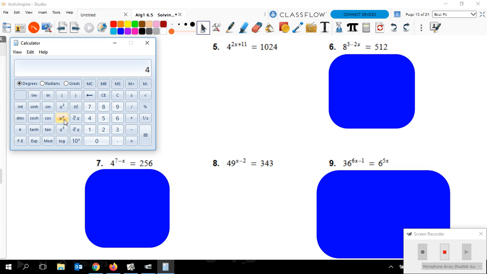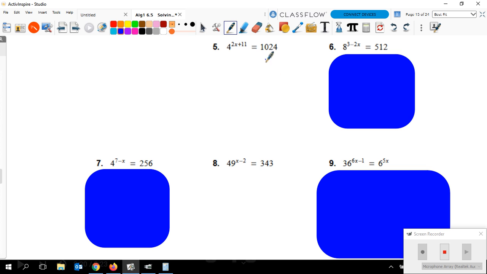So maybe we want to go even higher than 3. So 4, I'm going to raise it up to the fourth power. That's going to be 256. I need to go even higher than that. So let's try the fifth power. 4 raised to the fifth power is going to give me 1024. It's exactly what that is. So I can change this 1024 right here into 4 to the fifth power.